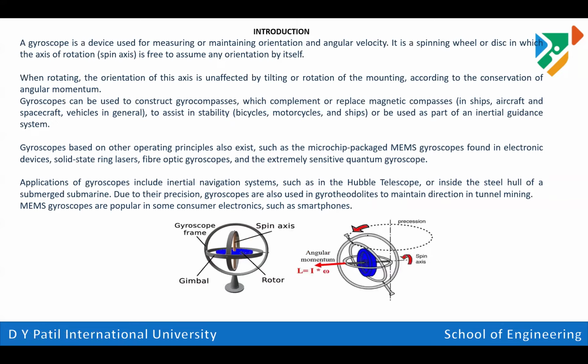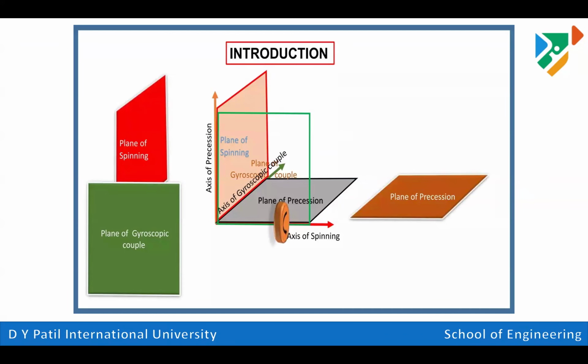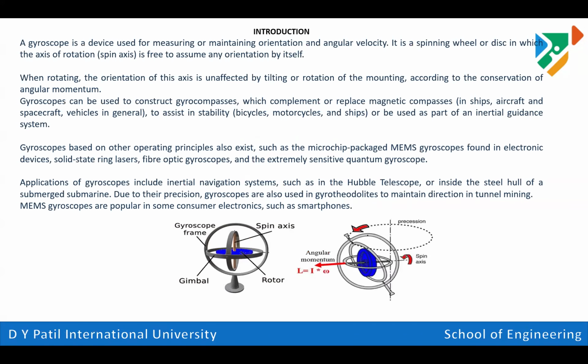Basically, a gyroscope is a device which is used for measuring and maintaining the orientation and angular velocity. It is one kind of disc which has an axis of rotation, a gyroscopic axis, and an axis of precession. When we rotate this axis, the disc will tilt about the precession part. This is one kind of compass, the gyro compass, which is used in ships, aircraft, and spacecraft, and it assists the stability of bicycles, motorcycles, and ships.